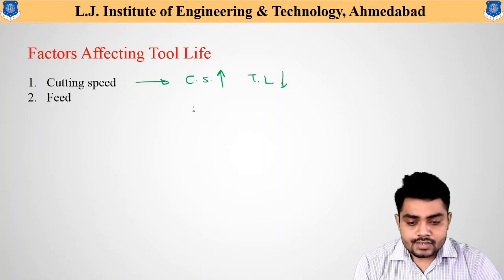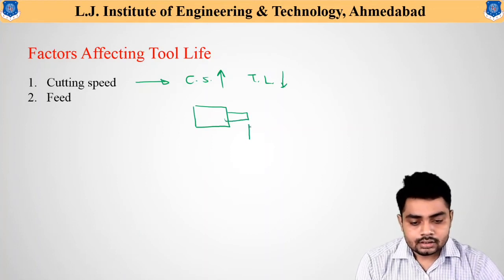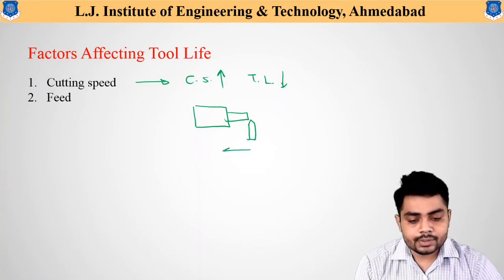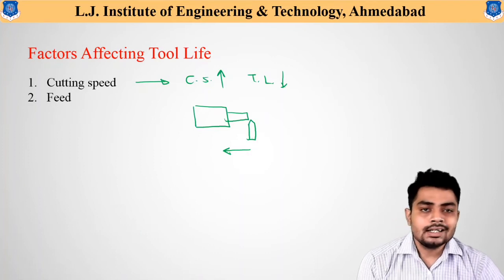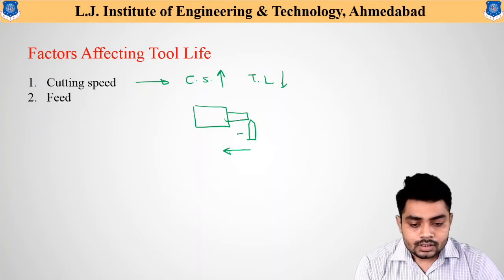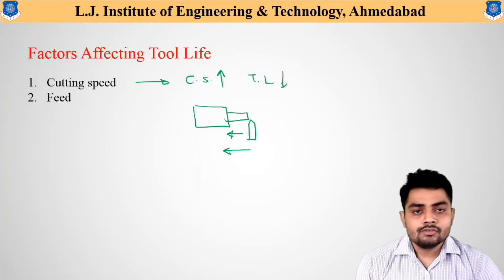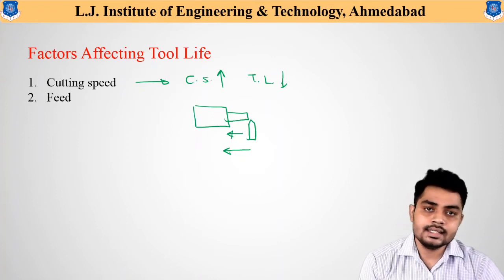So if we see over here, suppose this is the workpiece available and tool is available over here, which is used for machining purpose, and it is moved in a particular direction from right hand side to the left hand side. So at that time, the movement of tool towards the workpiece to remove the material in a particular time is considered as the feed.